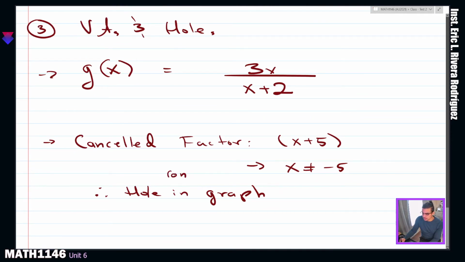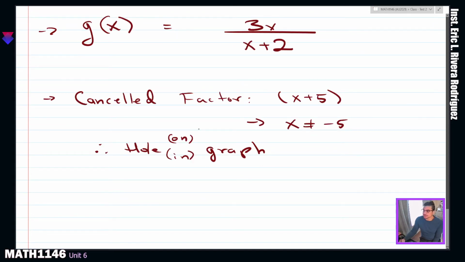Okay, right now I have a conflict with my English here. I don't know if it's on or in the graph, but you know more English than me, so you will know which one goes there. So hole on the graph or hole in the graph. Okay, so from the canceled factor, we got a hole.